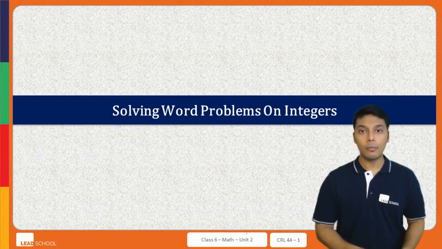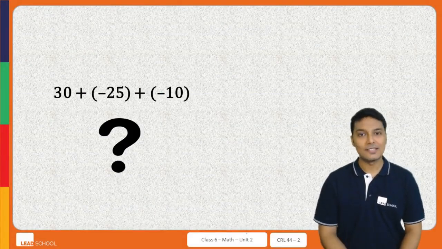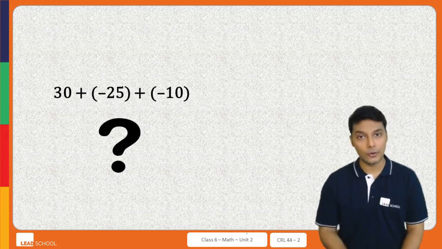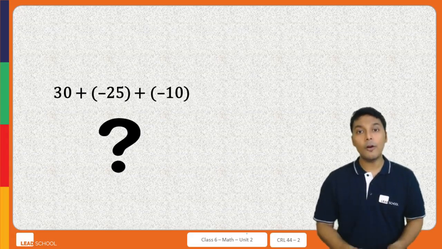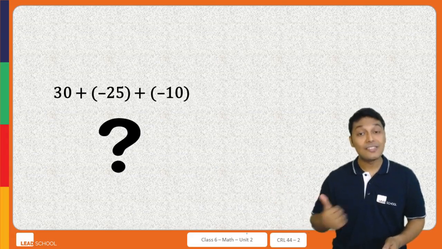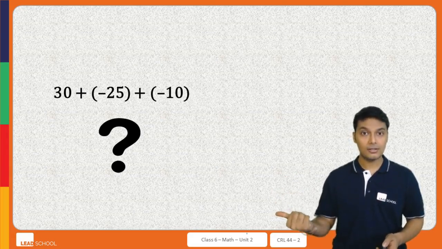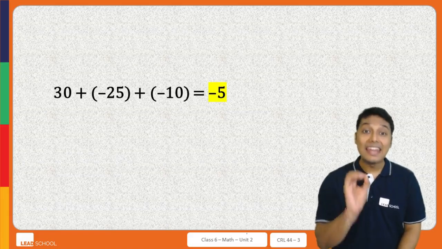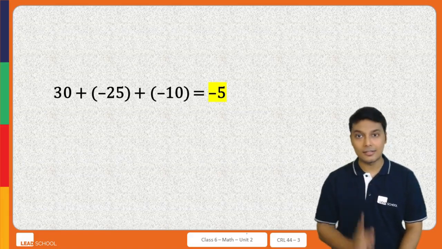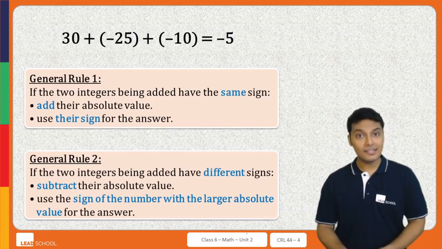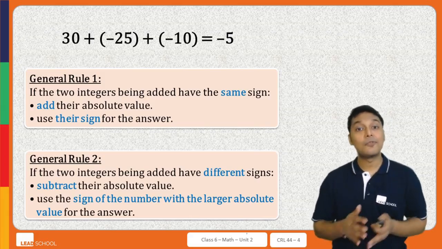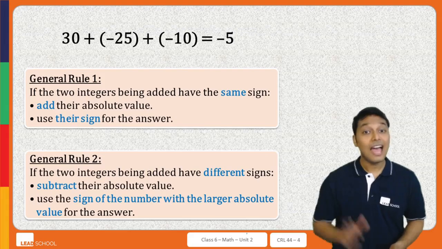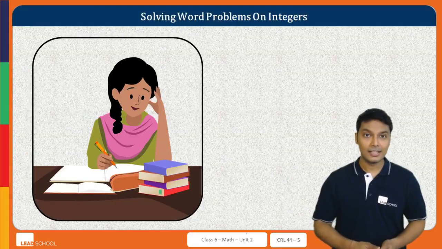Solving word problems on integers. Hello students, here's a question for you. Can you perform the given operations and solve this expression? Yes, we get -5 as the answer. To find the answer, we added and subtracted the integers as per the rules we have learned.